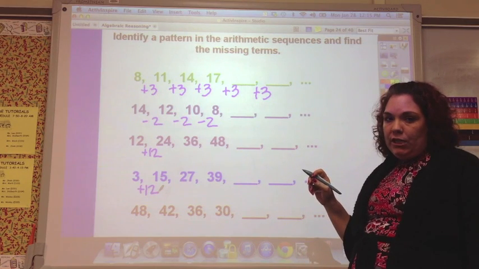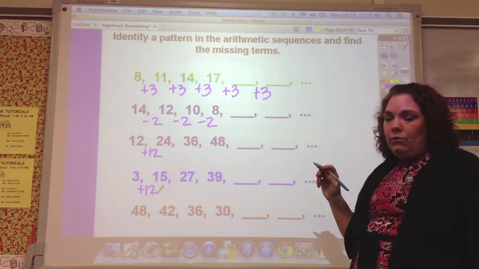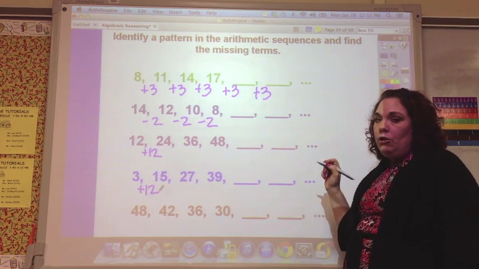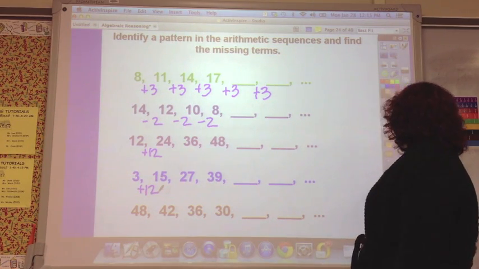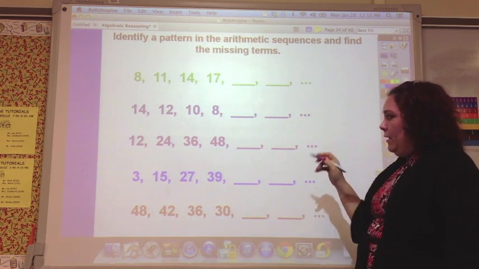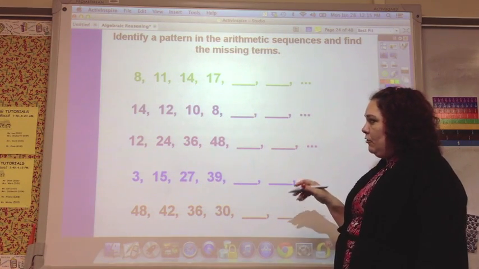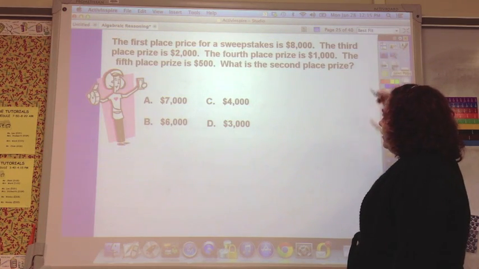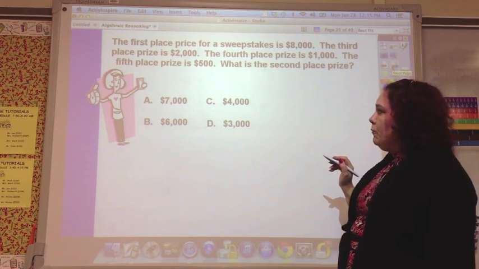You have a worksheet to do now, and you're going to find the missing terms once you find the pattern. So you just need to look at, am I adding or subtracting, and what the difference is, and include the pattern. Sometimes you're going to see them in word problems.